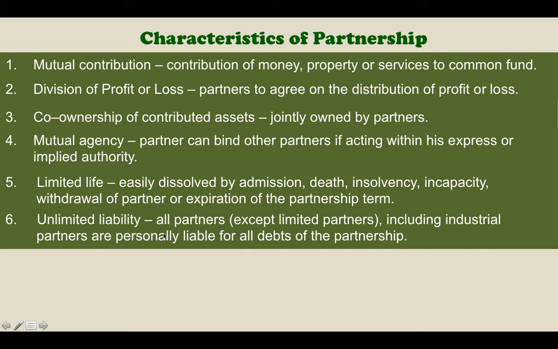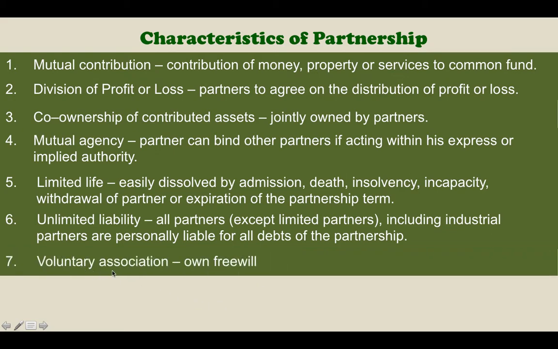Next, a partnership has unlimited liability. Okay, meaning that all partners, except limited partners, because there is a kind of partner which is limited. The general concept is that all partners, including industrial partners, are personally liable for all debts of the partnership. What does it mean? It means that if the partnership has no more resources to pay its debts, then the partners are personally liable, even using their own personal property to pay the debts of the partnership.